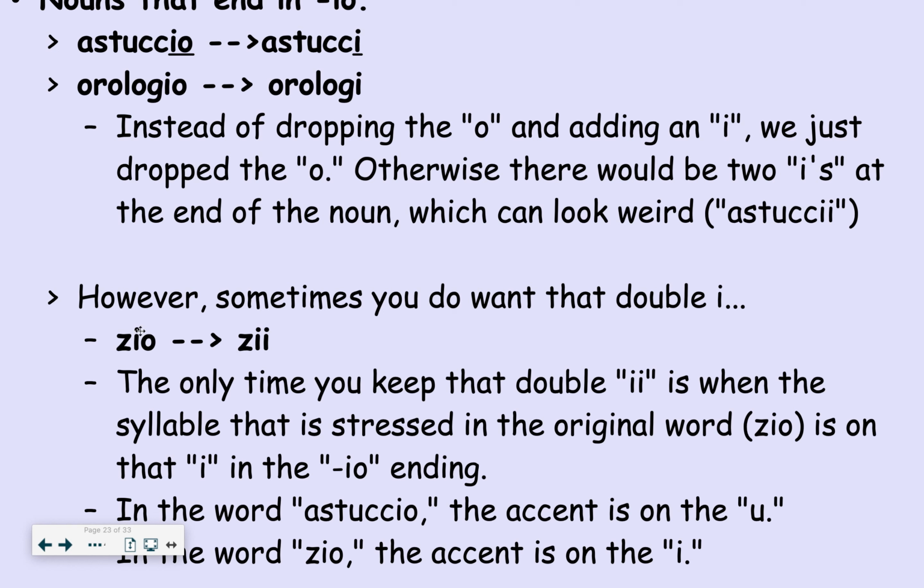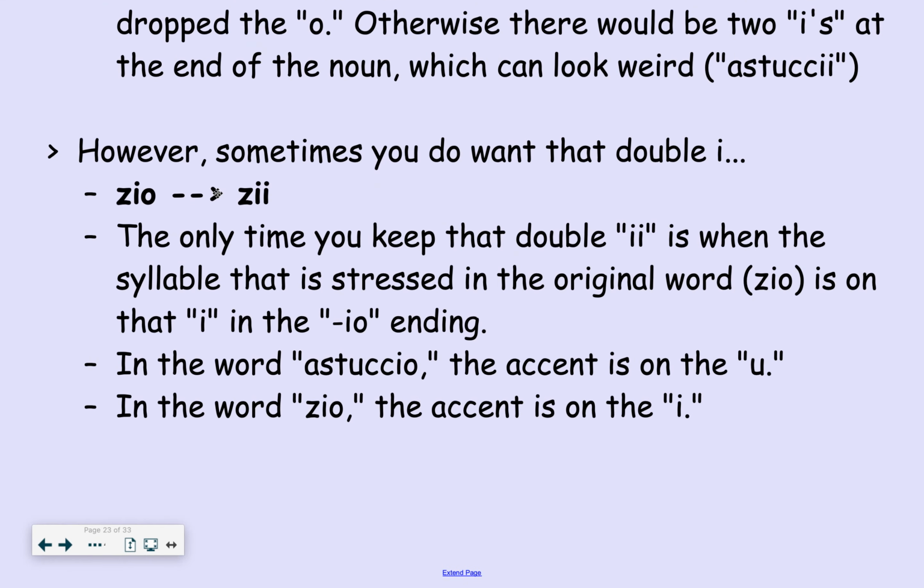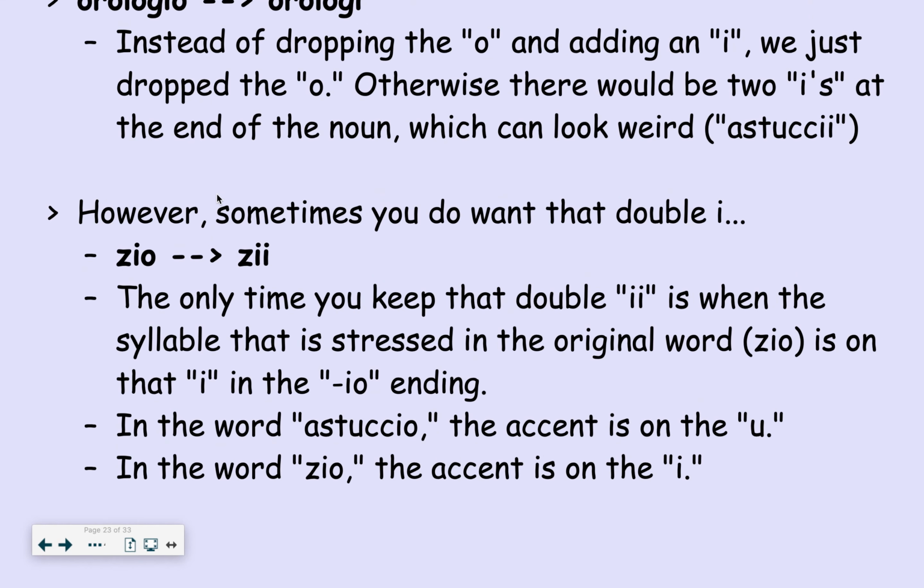So it's zio. If we listen to that word zio, the syllable that's being stressed is the zi, zio. But if we look at these words up here, astuccio, the u is being stressed, so we don't add the double I. Orologio, this O is being stressed, so we don't add a double I. So that's the rule for it, and if you want to look at those details, definitely pause the video and go back and look again.